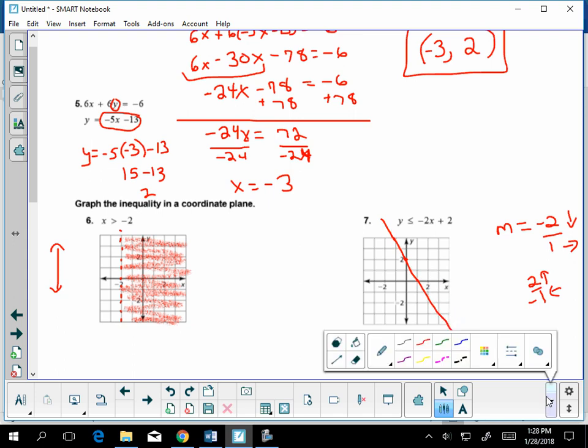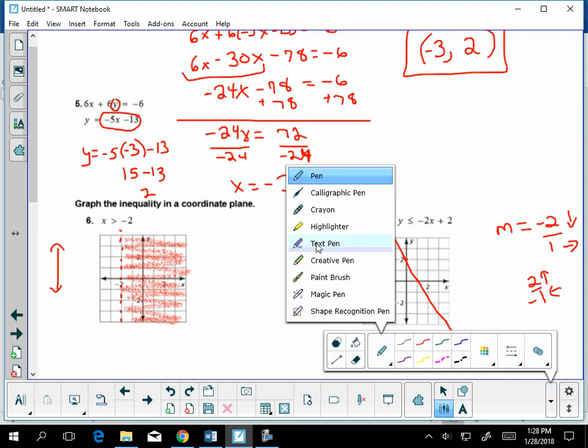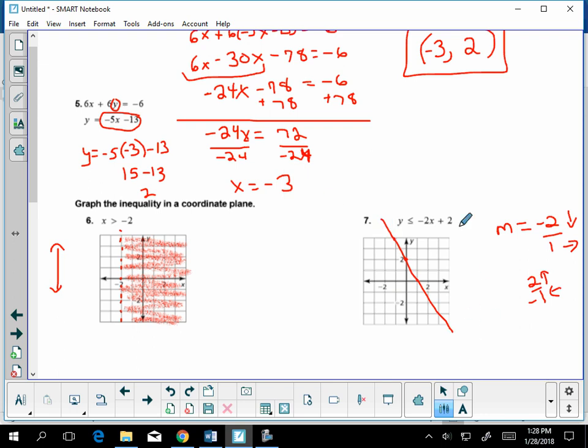Now comes the fun part, the shading. Well, that's a less than sign, so that means I want to go lower. So that's going to be underneath. And everything that is shaded is going to be part of the solution. So 0, 0 is part of the solution, negative 2, 2 is part of the solution, 2, negative 3 is part of the solution. However, 2, 2 would not be part of the solution because it's not shaded.